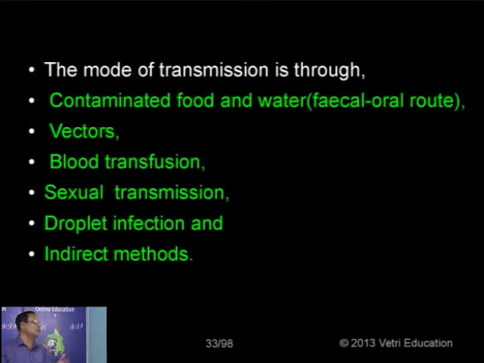And also how these organisms are transmitted from one to another. That is what is called the mode of transmission, the mechanism of transmission. So the mode of transmission occurs either through contaminated food and water. For example, cholera, polio, typhoid. These are all transmitted through contaminated food and water.